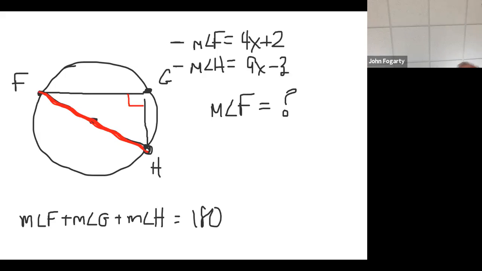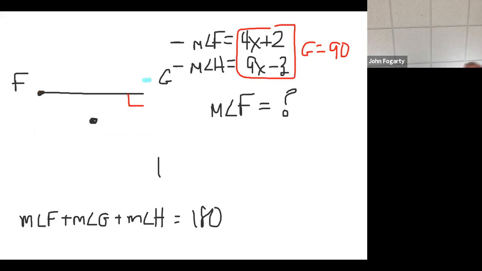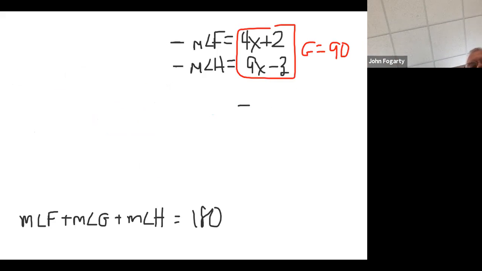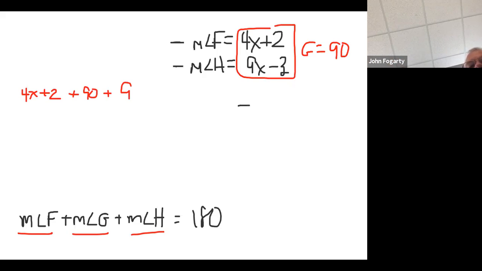So now all I got to do is take my information and put it into an equation. So let me get rid of this so I can write down somewhere, right? So here's what I know. I know that the three angles: angle F is 4x plus 2, angle G, we said, was 90, and angle H is 9x minus 3. Well, those three angles together have to add up to 180.